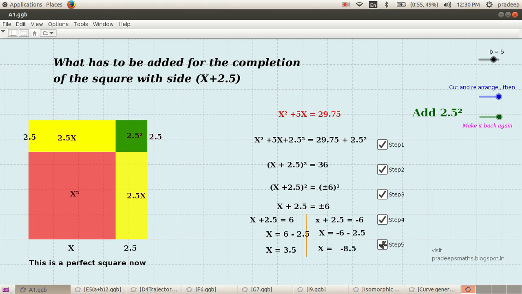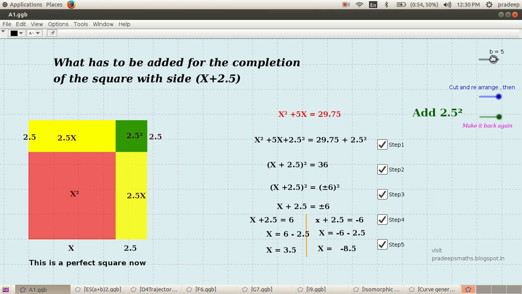If we consider the second equation, x plus 2.5 is equal to minus 6, x equal to minus 6 minus 2.5, because we shift this plus 2.5 to the other side of the equality with reverse operation. x is equal to minus 8.5 is another value of x. Here we have two distinct solutions to this equation.